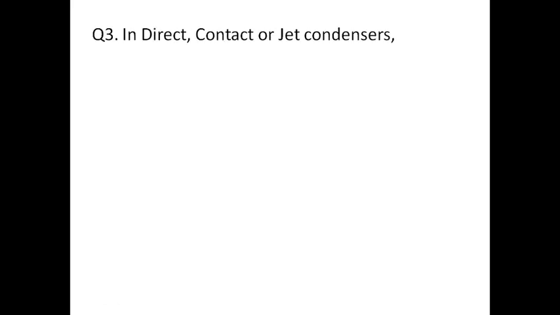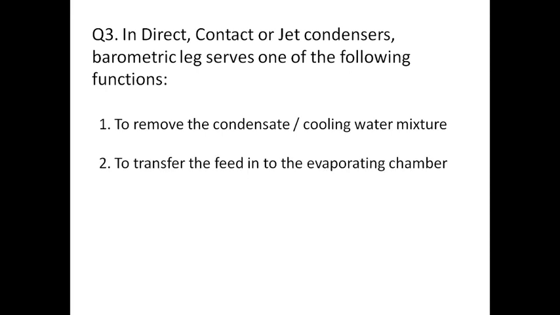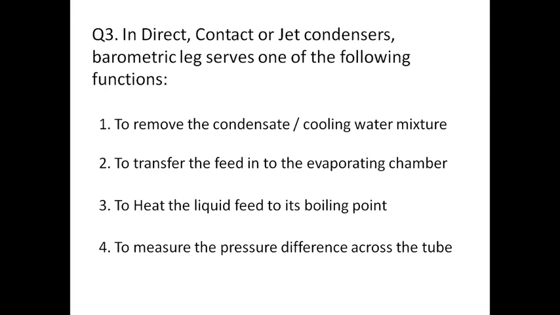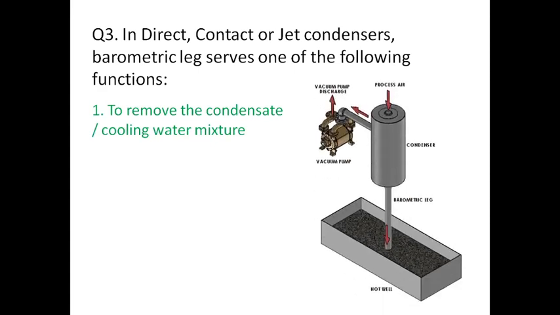Question number 3. In direct contact or jet condensers, barometric leg serves one of the following functions: to remove the condensate or cooling water mixture, to transfer the feed into the evaporating chamber, to heat the liquid feed to its boiling point, or to measure the pressure difference across the tube. The right answer is to remove the condensate cooling water mixture.